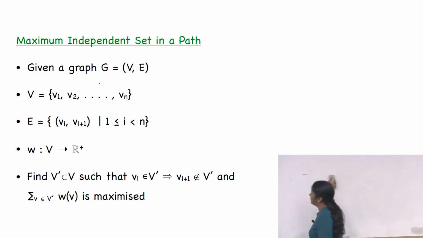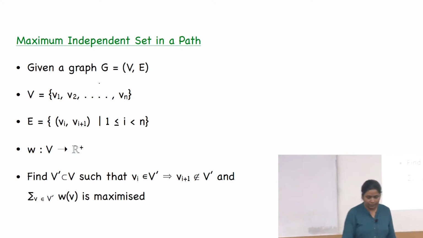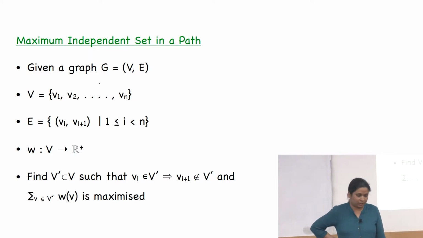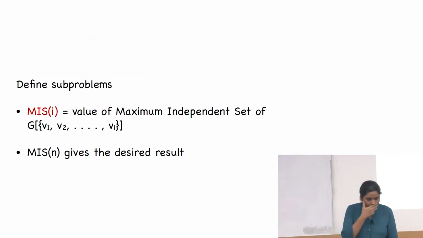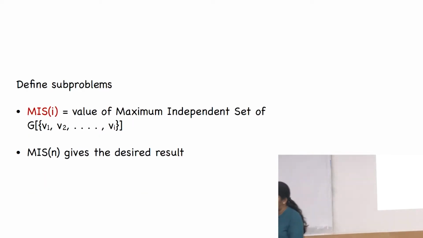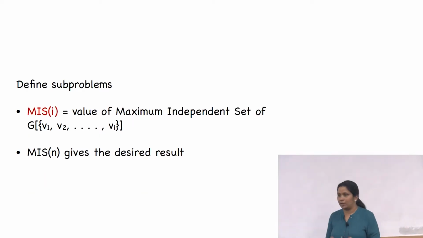So I said optimal substructure, right? Okay, we'll see whether the optimal substructure is there or not. So first, let's start with defining a subproblem. Of course, we are trying to use optimal substructure in some way. So, first let's think of a subproblem. I define my subproblem like this.